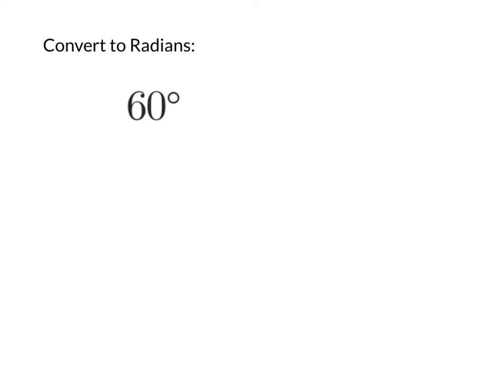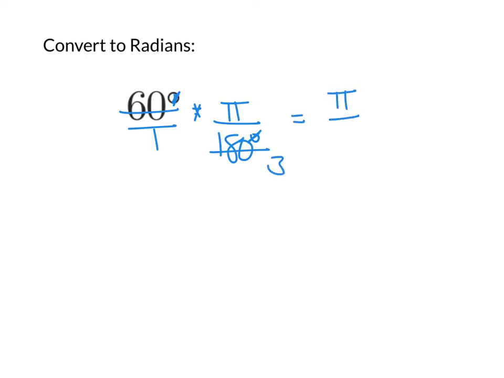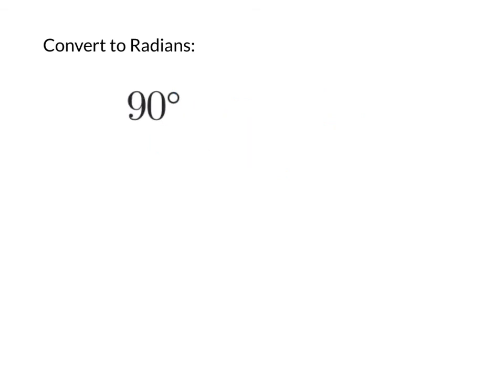With 60 degrees, we're going to multiply by pi over 180. Our degrees will cancel. 60 goes in there 3 times. So this will simplify to pi over 3. So we've looked at 30, at 45, at 60, another very important angle, 90. We should probably take a look at that one as well. So we'll have 90 over 1 times pi over 180 degrees.